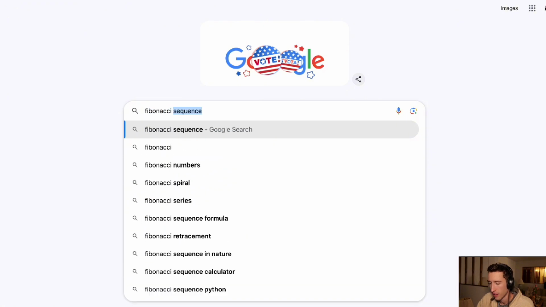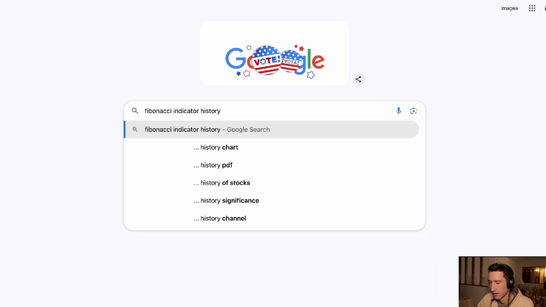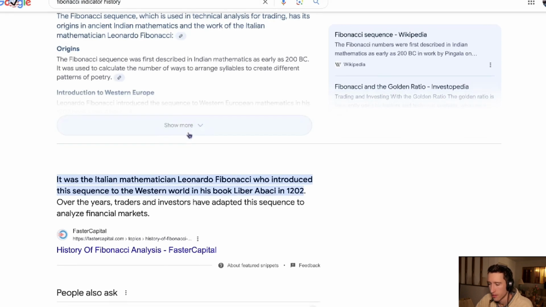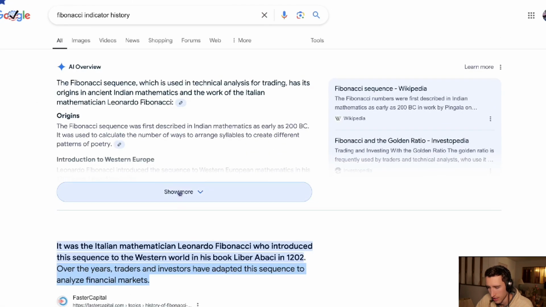Fibonacci indicator history. So it was an Italian mathematician, Leonardo Fibonacci, who introduced this sequence to the Western world in his book Liber Abaci in 1202. Now, over the years, traders and investors have adapted this sequence to analyze financial markets.